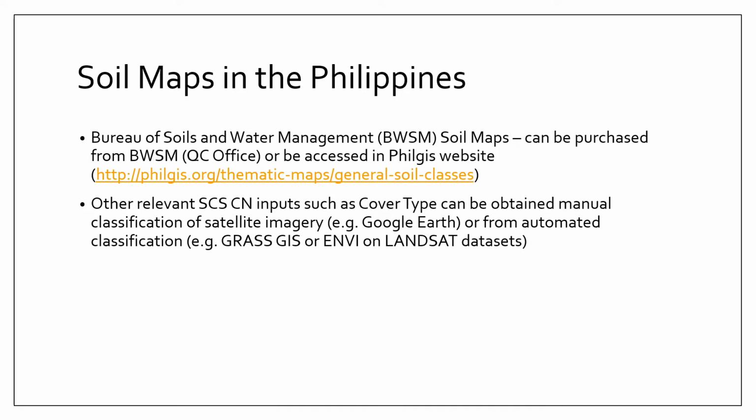Now, the cover type. Okay, for the cover type, you can either manually classify your satellite imagery, like manually trace out outlines in Google Earth and label the land use of that area, or you can also do an automated classification like in GrassGIS or ENVI using Landsat datasets. All right.